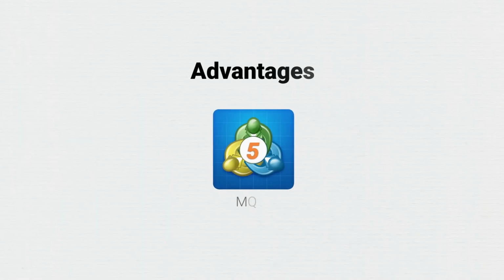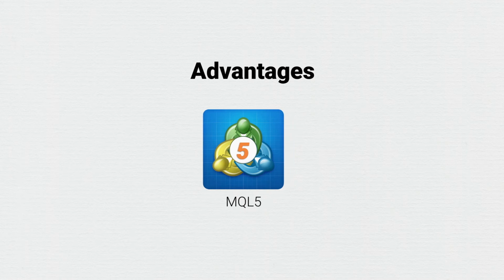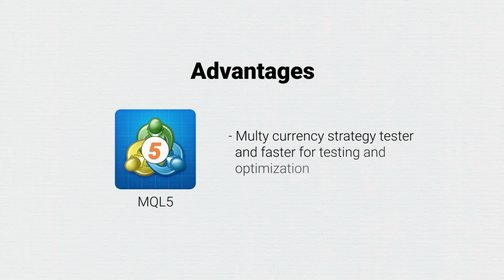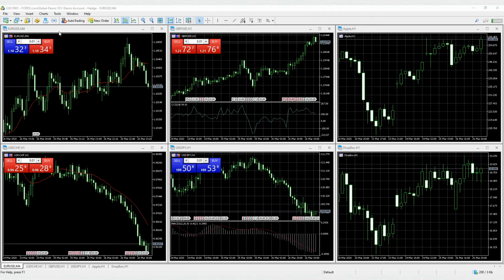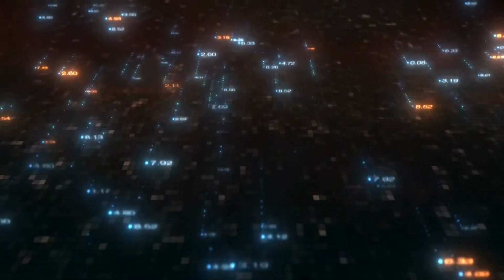On the other hand, MetaTrader 5 has two main advantages on this front versus MetaTrader 4: the multi-currency strategy tester and its speed for testing and optimization. MT5 is hundreds of times faster.